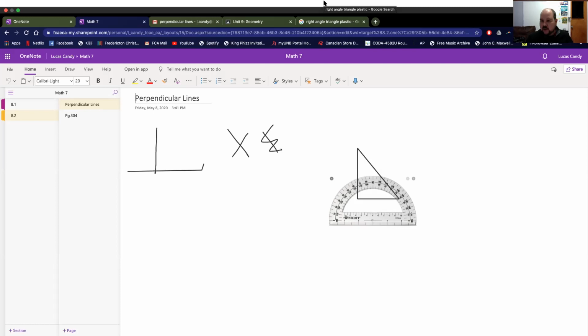But it's not enough that they touch, because technically in an X, they all touch, they all intersect. But these ones intersect at 90-degree angles. So it is perfectly 90 degrees. That's really the secret to a perpendicular line, is they run into each other at 90-degree angles.